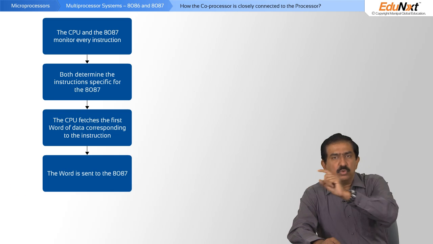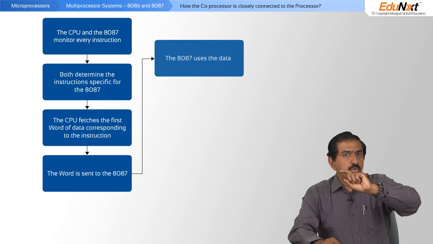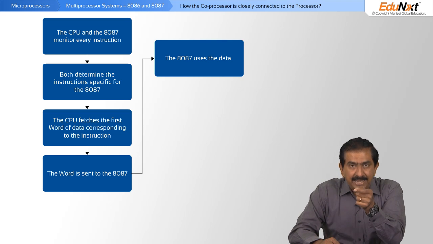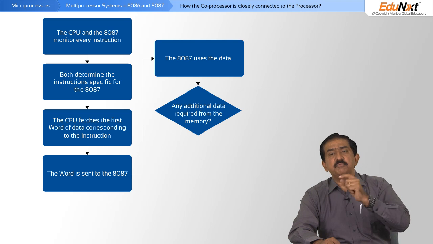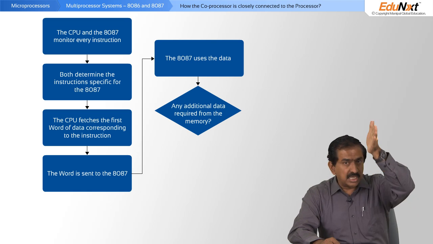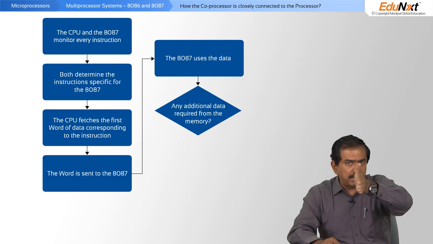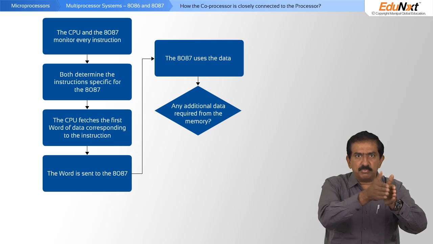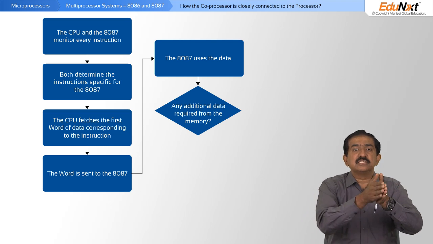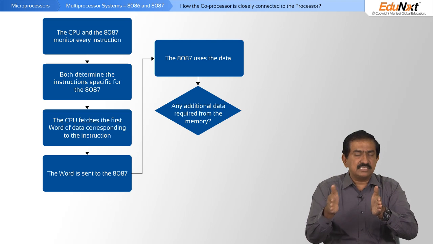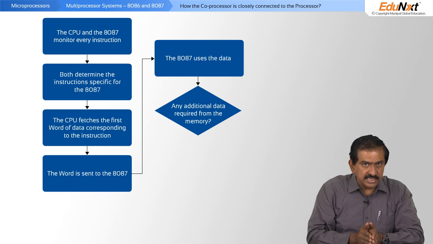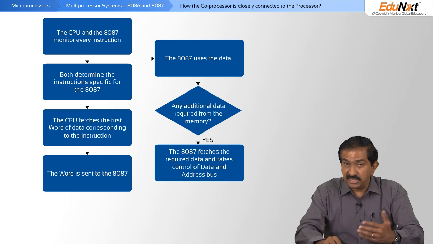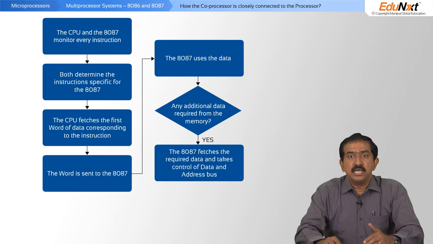So after sending this word to the 8087, the 8087 will then use this data and acquire any additional pieces of information it requires directly from the memory. So the 8086 is no longer part of this data fetching. Only the first byte is fetched by the 8086. Subsequently, all other bytes that the 8087 needs are automatically fetched by the 8087 on its own. It takes control of the data and address bus.